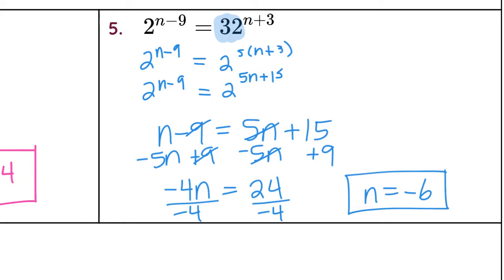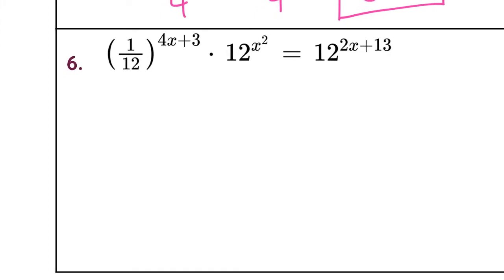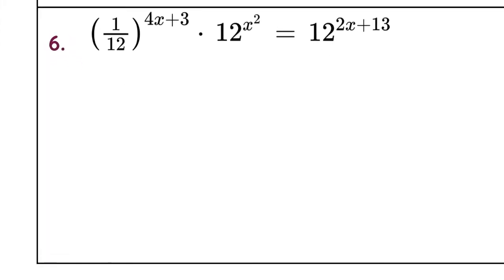Okay, and then one last example for you guys. Number 6. 1 over 12 raised up to the 4x plus 3 power times 12 to the x squared power is equal to 12 to the 2x plus 13 power.